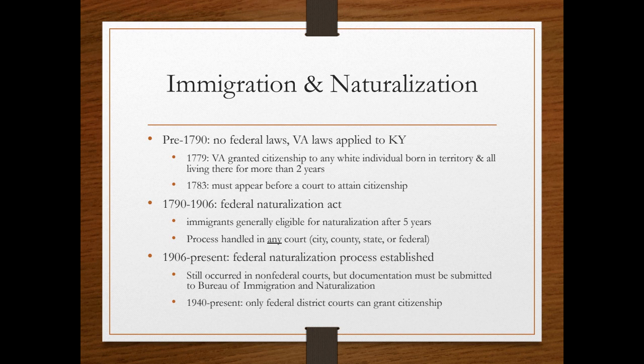So if you're looking for immigration and naturalization records, it's very important to know when you believe the naturalization happened, because it will inform your search on which kind of court you're actually looking for. If you know it happened after 1940, you know there'll have to be a federal record. If it was before that, it might be federal, it might be state, it could be any court at all, but at least you know it's not just one particular one.